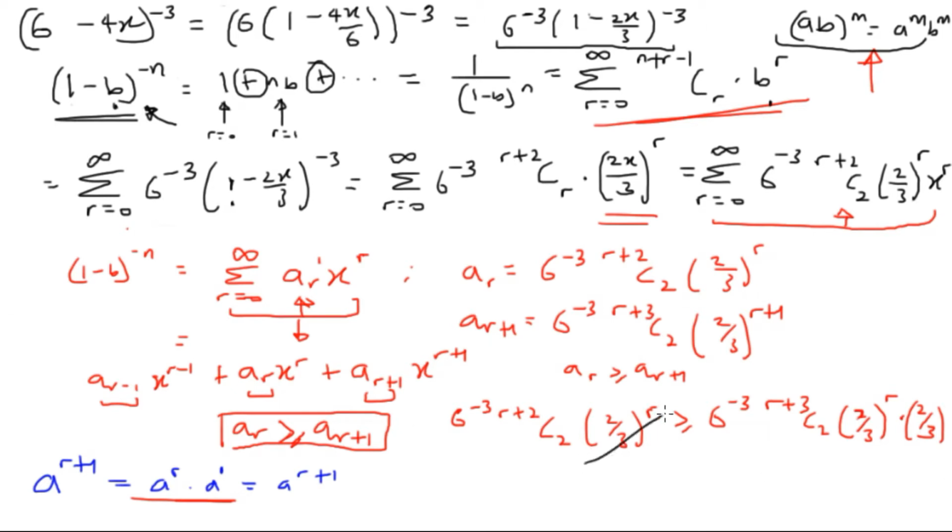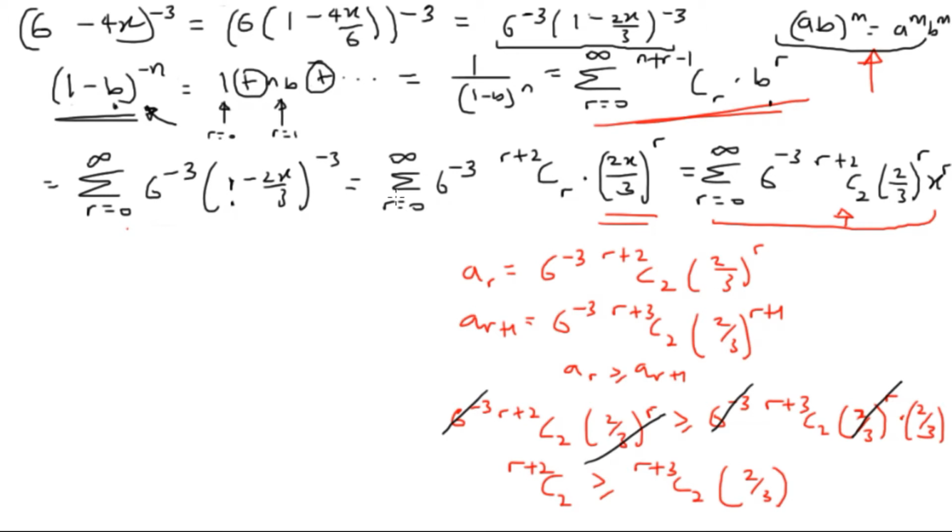I can say that (2/3)^r cancels out with (2/3)^r, and 6 to the power minus 3 cancels out with 6 to the power minus 3. So I will have something of this nature: r+2 combination 2 is greater than or equal to r+3 combination 2 times 2/3. Let me just demarcate this. So I have r+2 combination 2, greater than or equal to that.